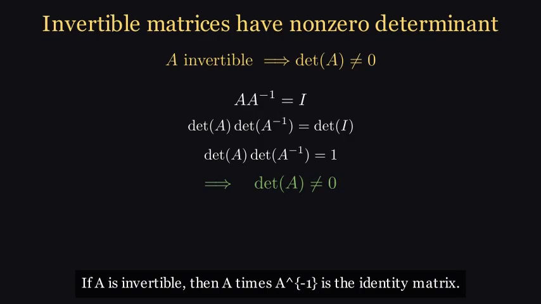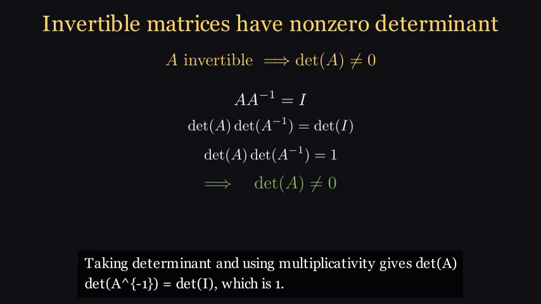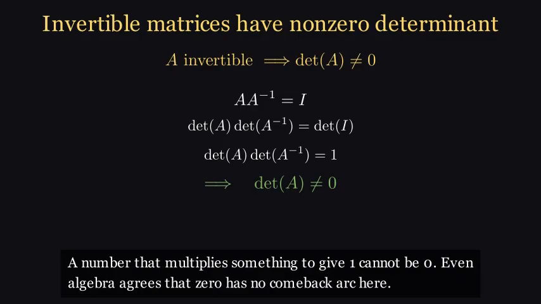If A is invertible, then A times A inverse is the identity matrix. Taking determinant and using multiplicativity gives determinant of A times determinant of A inverse equals determinant of identity, which is 1. A number that multiplies something to give 1 cannot be 0. Even algebra agrees that 0 has no comeback arc here.